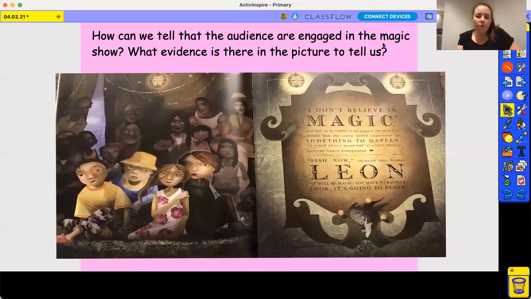Okay, this is lesson 4 for English this week. So this picture was taken from the start of the book, before the magic show had actually started.